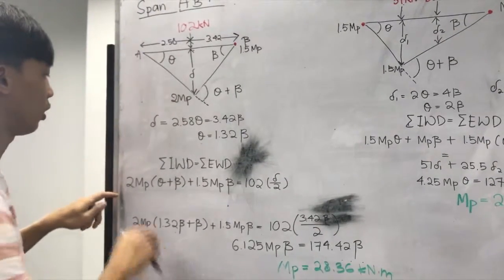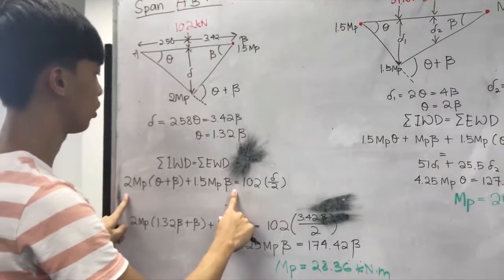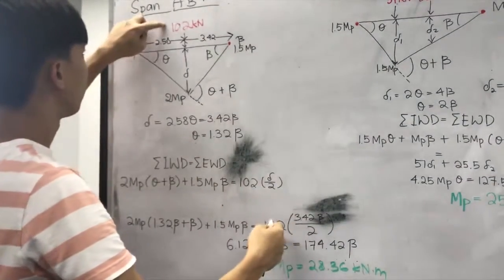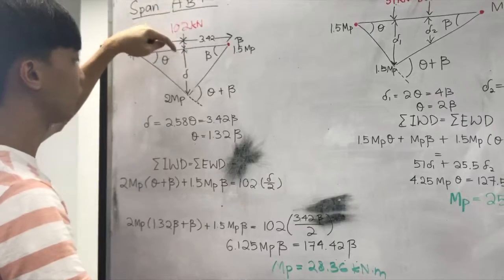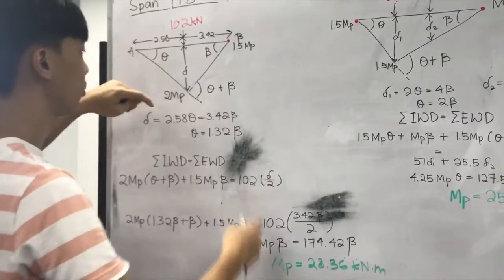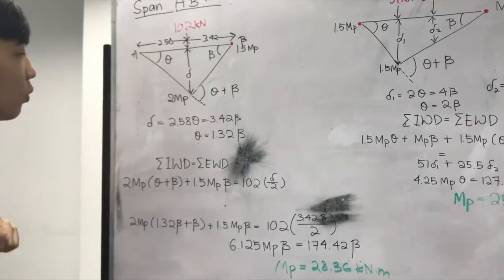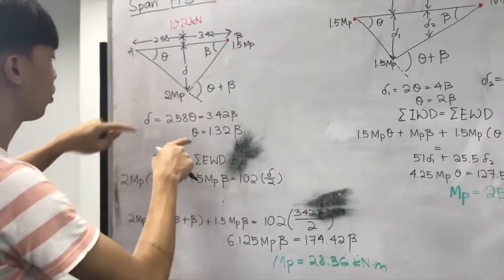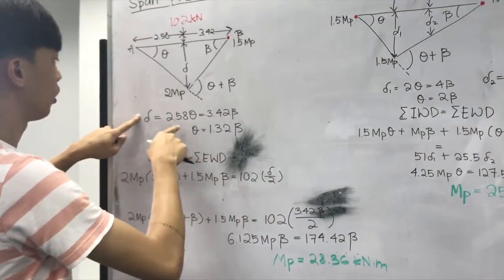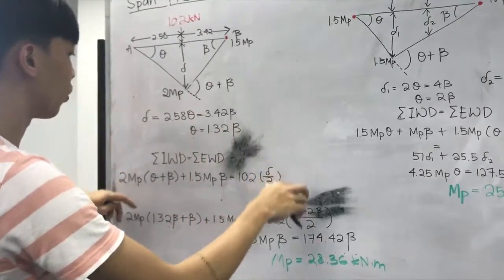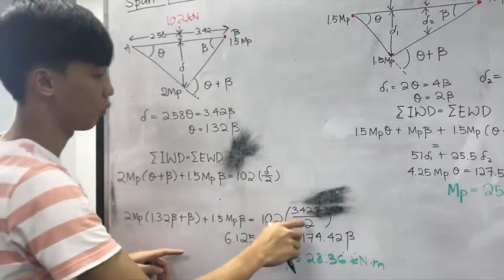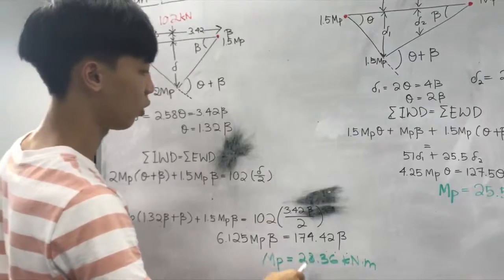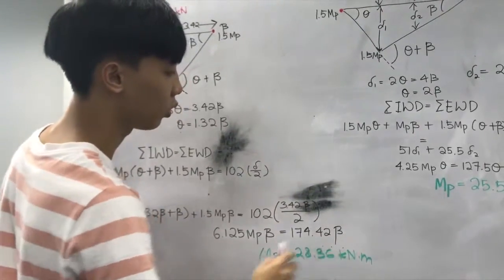So this is the internal work done is equal to the external work done, in which the force acting downward towards the beam times by deflection is divided by 2. So from this formula, you will have to substitute both the deflection and theta into the formula in which you will solve. So the final MP that you will get after solving this whole equation is 28.36 kilonewton per meter.